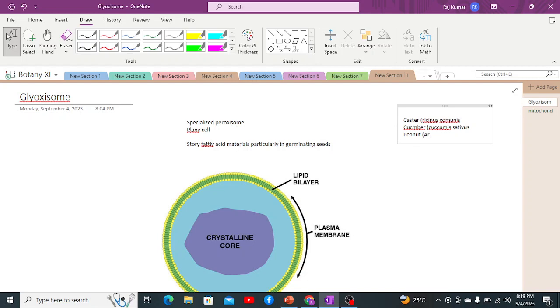After which there is peanut, having the name Arachis hypogaea. After which there is corn, having its biological name Zea mays. After which there is soya bean, having its biological name Glycine. So these are some biological names of these crops, and these crops basically contain seeds.